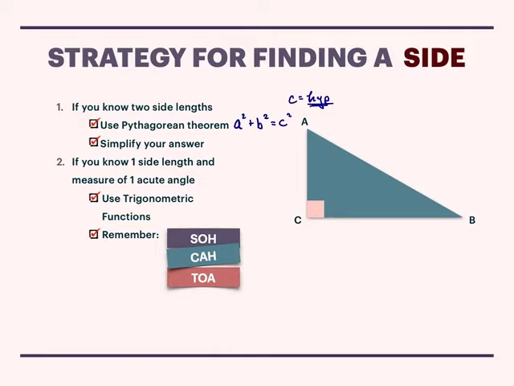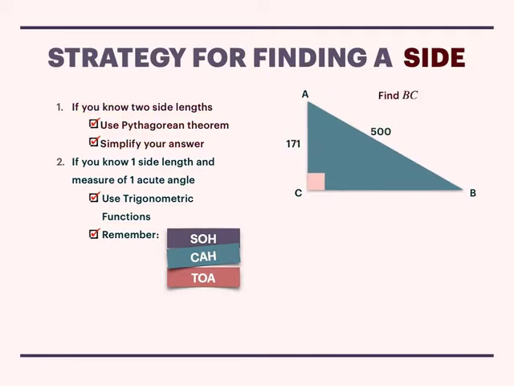A second method you could use, if you know just one side and the measure of one angle, is your trig functions. So we'd write, for example, sine of the angle, whatever angle they give you, equals your ratio, opposite over hypotenuse. Because you know the angle and they give you one of the sides, you would be able to calculate another side. So let's take a look at each of these things.